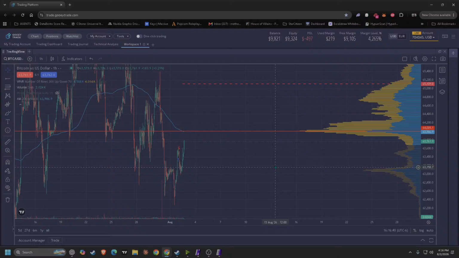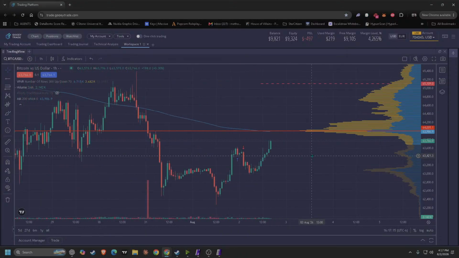And this falling wedge is about 67% accurate. I would call that an A plus setup. Or a B setup. Look at that.